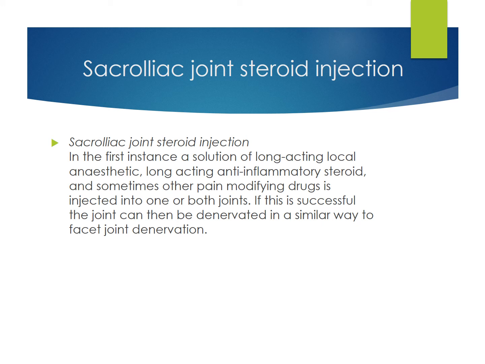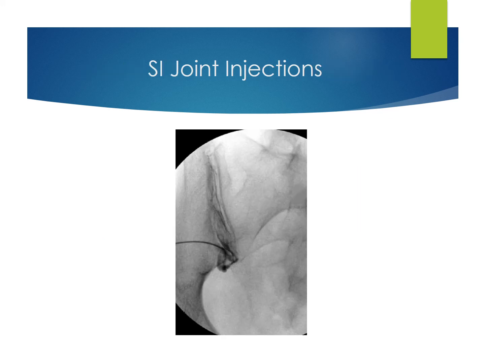SI joint steroid injection. In an SI joint steroid injection, a solution of a long-acting local anesthetic, a long-acting anti-inflammatory steroid, and some other pain-modifying drugs is injected into one or both joints. If it is successful, the joint can then be denervated in a similar way to a facet joint denervation. SI joint injections.